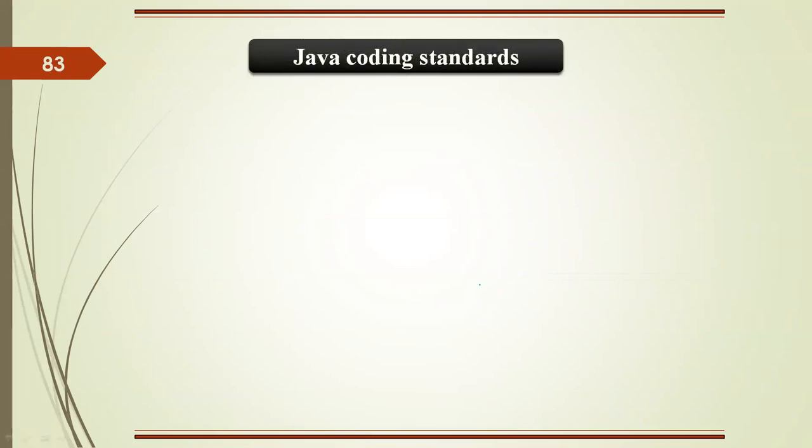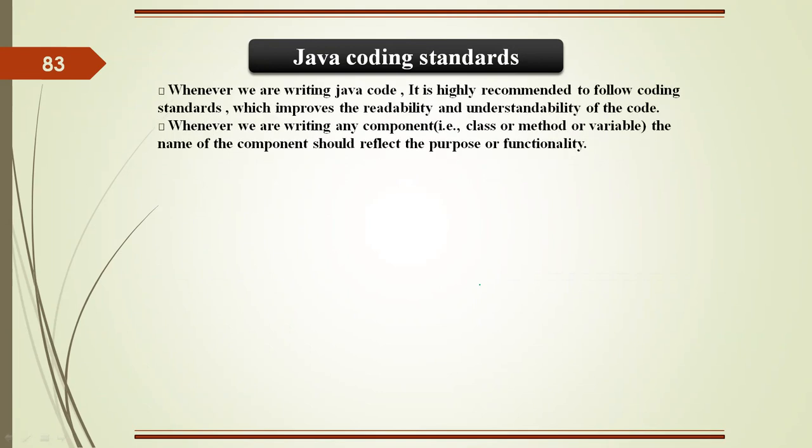Now, this is very important: Java coding standards. So, the Java coding standards we follow. The first standard is that whenever we are writing Java code, it is highly recommended to follow the Java coding standards, which improve the readability and understandability of the code.